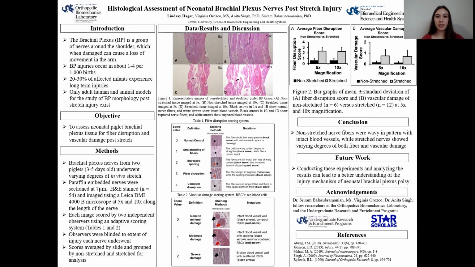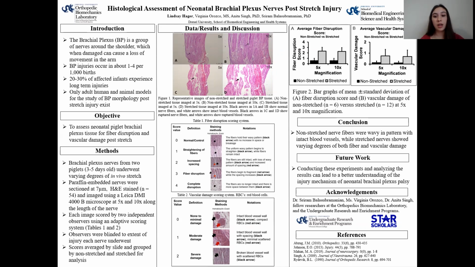As you can see in the bar graphs in Figure 2, at both magnifications, there was an increase in fiber disruption and vascular damage in stretched nerves. This data is based on 6 non-stretched nerves and 12 stretched nerves, both imaged at 5x and 10x magnification.